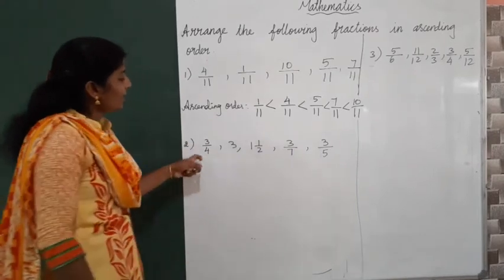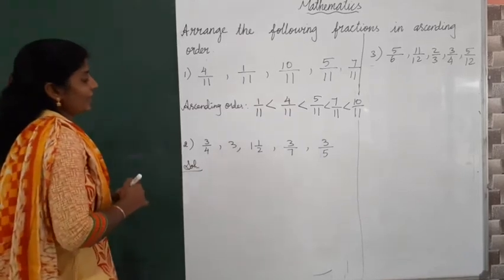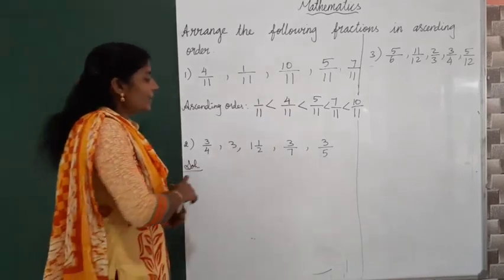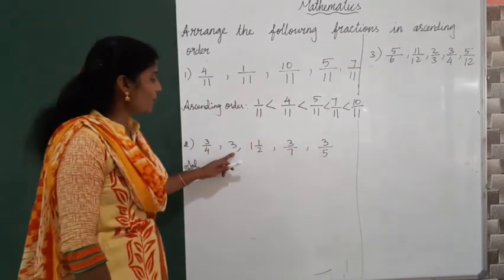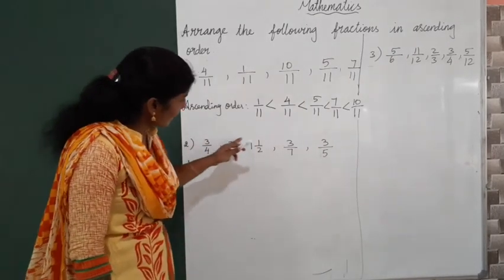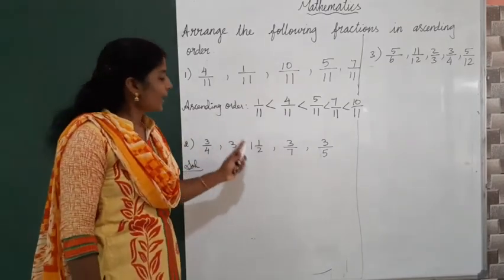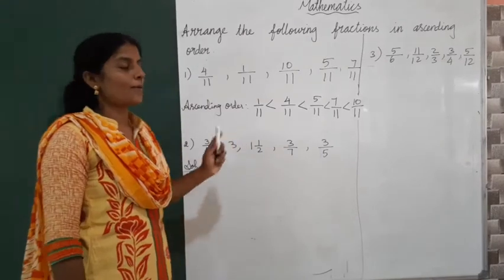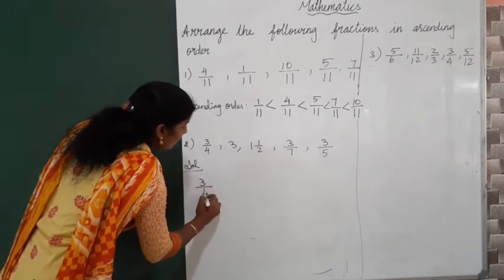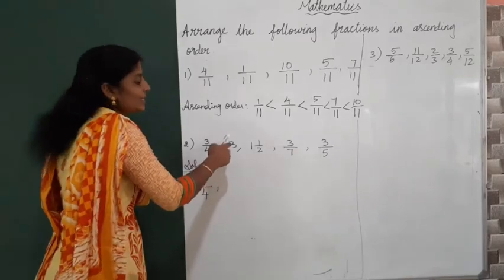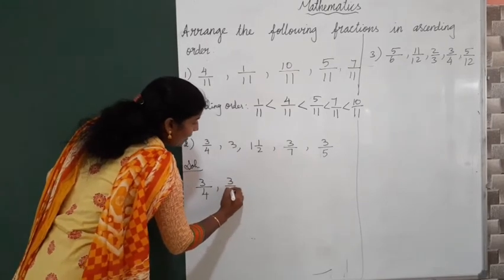Okay, then the next one, ascending order. How can you arrange? Now listen, here the denominators are different, isn't it? Maybe the numerators are the same. Here there is one mixed fraction, so we change it into an improper fraction. Now here 3 by 4, then 3. 3 is the numerator and the denominator is 1, so we can write 3 by 1.